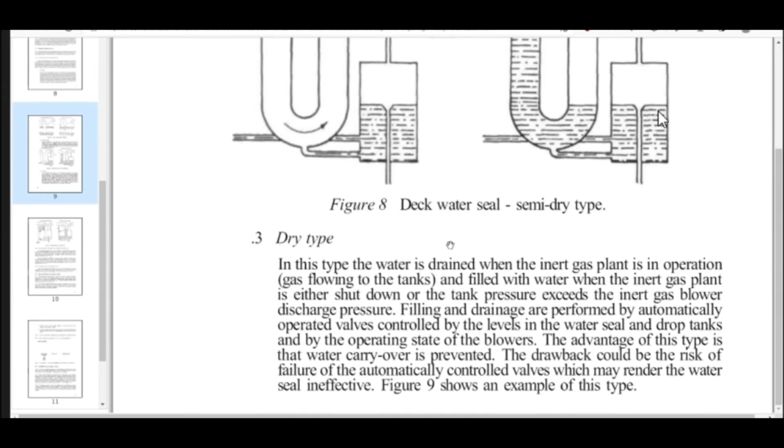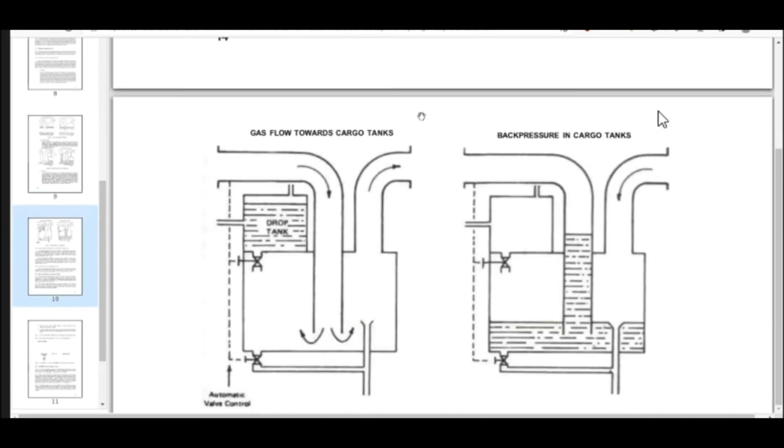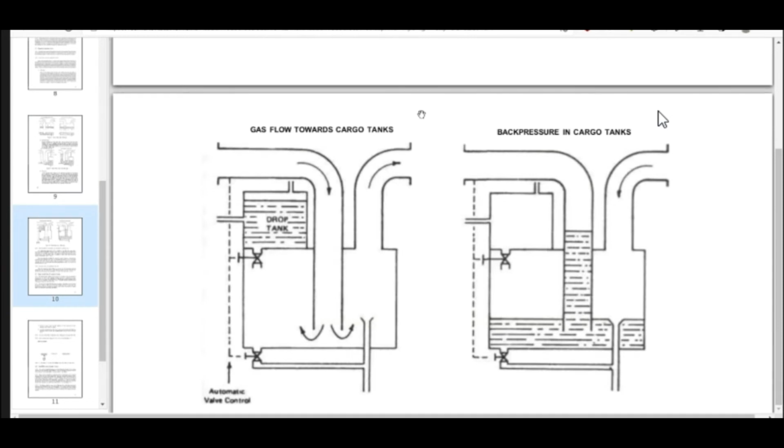Okay, before we look at semi-dry, let us look at the dry type. Now, in the dry type, we have the inlet pipe and the outlet pipe. Have a look. This is the IG inlet coming from the engine room, going inside, and then this is the outlet going to the tank. Under normal condition, there is no contact with any water. So there is no demister requirement, nothing is there. The gas just comes in and it flows out.